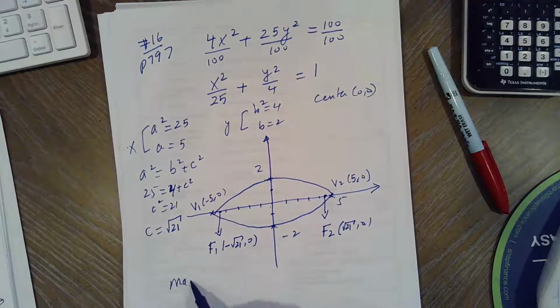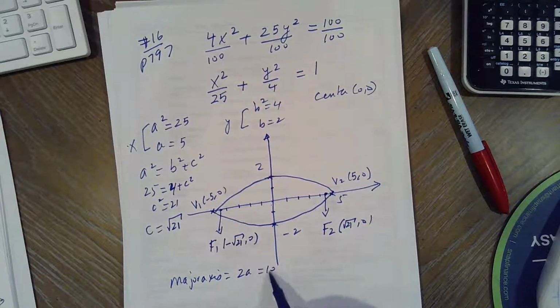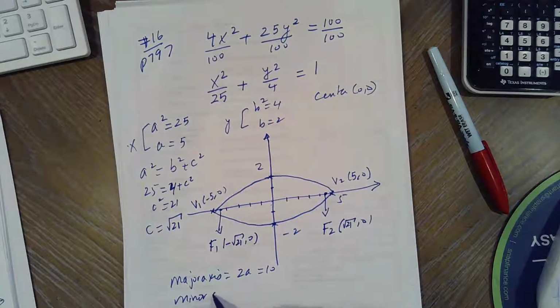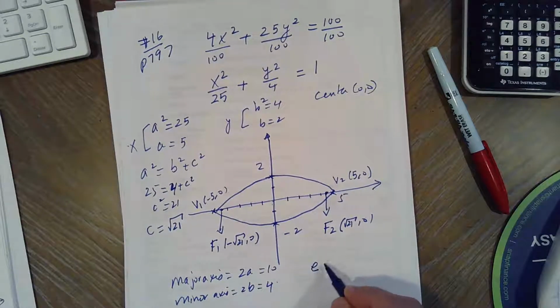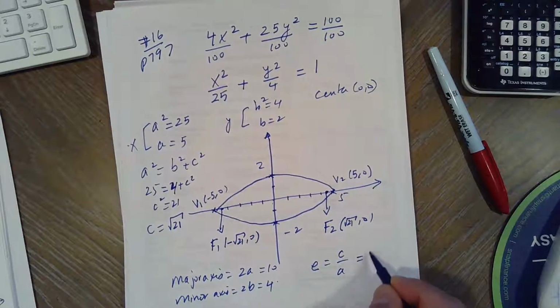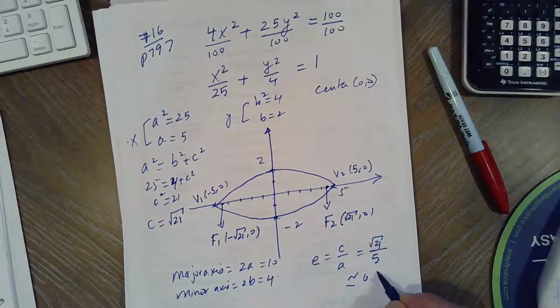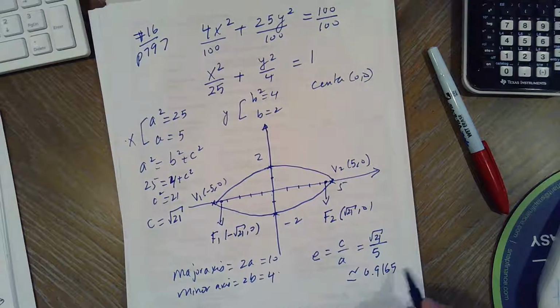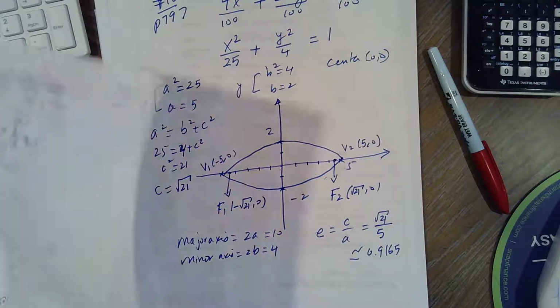The major axis is 2a, which is 10. The minor axis is always 2b, which is 2 times 2, which is 4. And eccentricity is c over a, square root of 21 over 5, which is roughly 0.9165. It's close to 1, that's why you see an elongated ellipse.